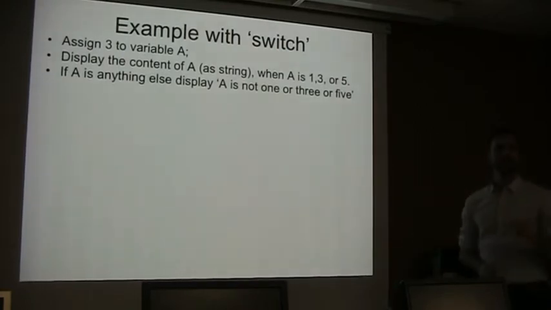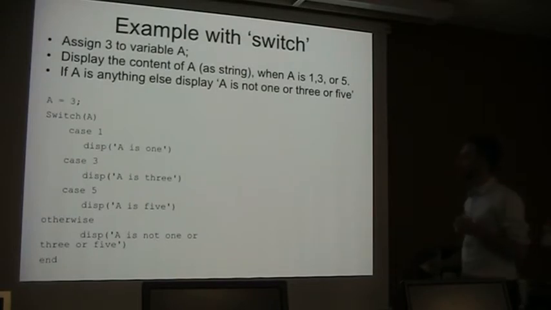Let's create. You can do a clear all. Then you do a equals 3. And now we want to do a script that displays the content of a as a string when a is 1, 3, or 5. And if a is anything else, display this string here. A is not 1 or 3 or 5.